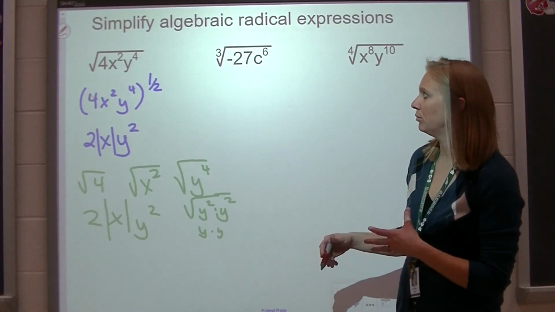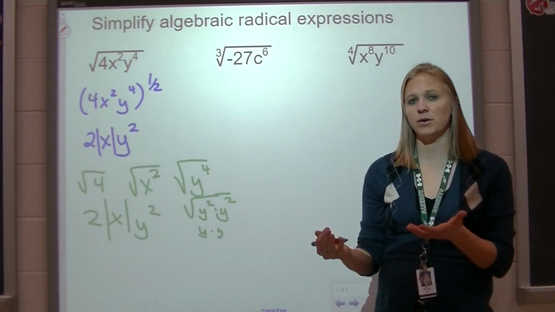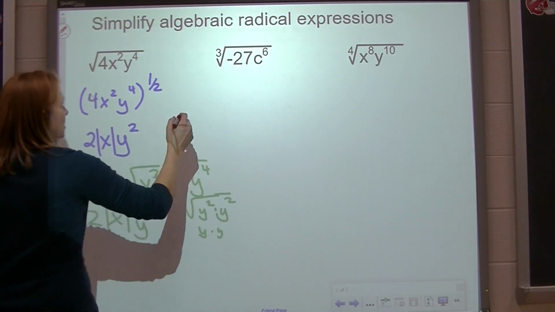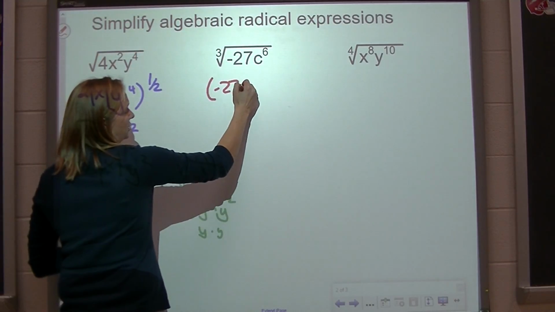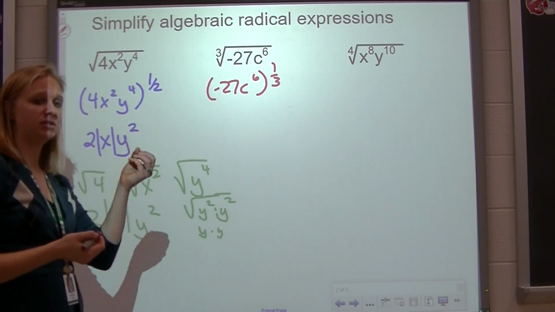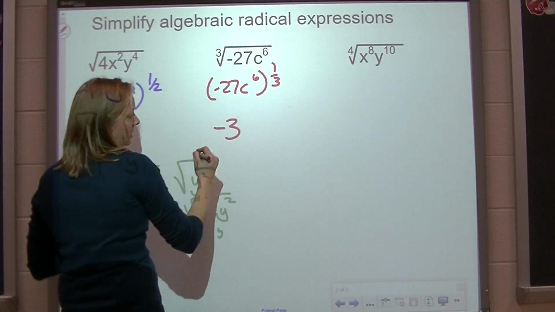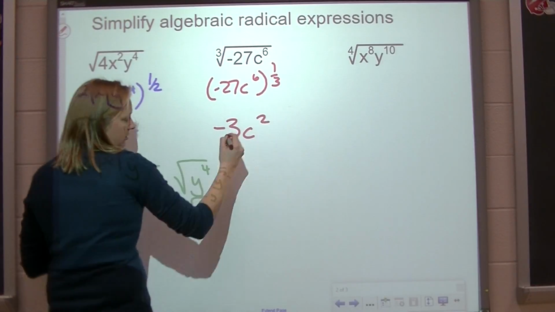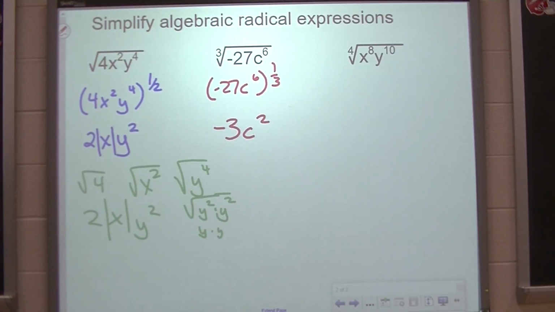Now, same thing here, we can raise each piece to the 1/3 power, which if you're comfortable with properties of exponents, might make the most sense. So, negative 27 c to the 6th to the 1/3 power. Well, negative 27 to the 1/3 power is negative 3, and c to the 6th to the 1/3 power is c squared. So negative 3c squared is all that is, simplified.